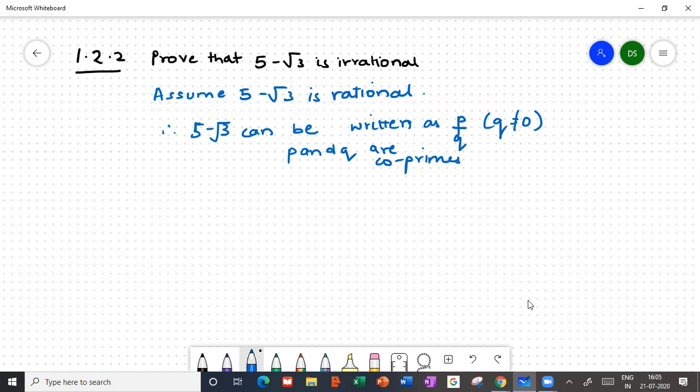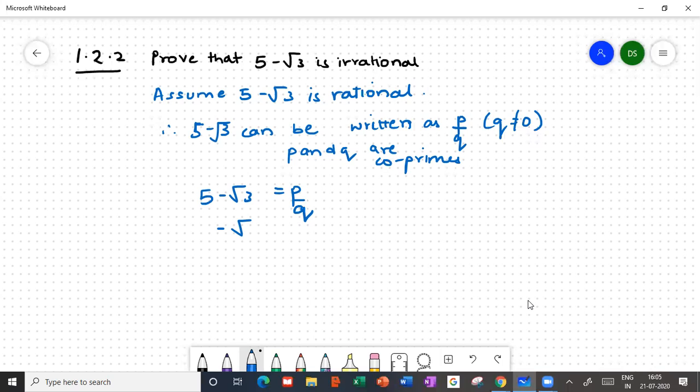So this is the basic step which you can write, and then I'm just going to simplify it. So basically 5 minus root 3 is written as p by q, isn't it? So I can also say minus root 3 is equal to p by q minus 5, correct? Or minus root 3 is equal to p minus 5q by q, or sign change. So I take the negative sign that side.